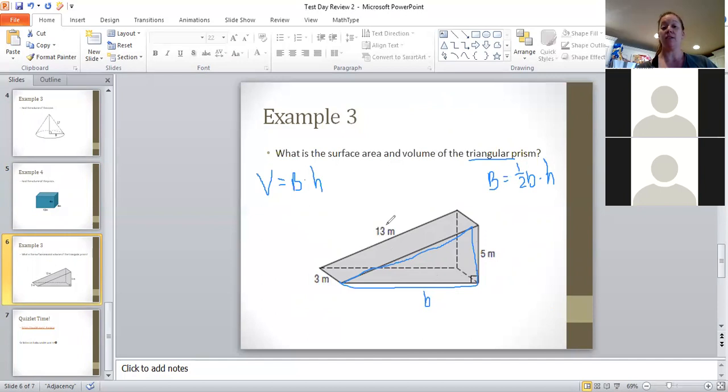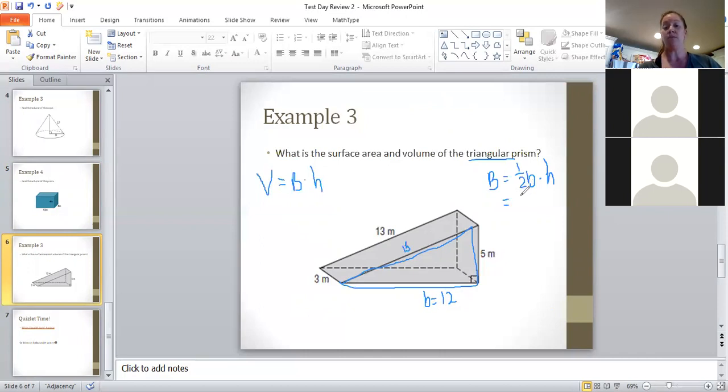Now, the nice thing here is that this is 13, right? So that means this is also 13 because the triangles are congruent. And if the height over here is 5 and the hypotenuse is 13, again, you'll notice that this is a 5, 12, 13 family. Now, if you don't recognize that, you're going to have to do Pythag, which again is fine. Just takes a little bit more time. So now I have the base and the height of my triangle. So I'm going to go ahead and solve for big B.